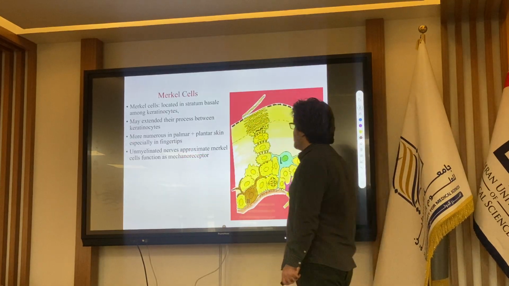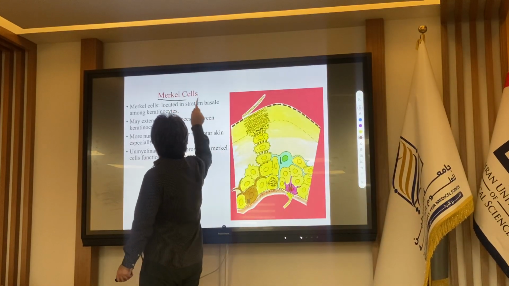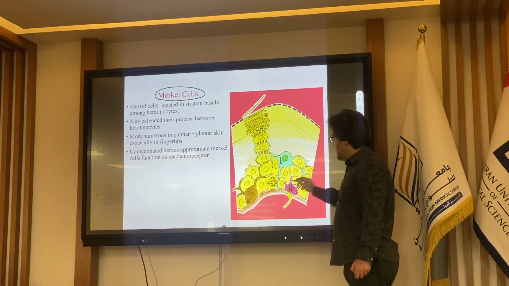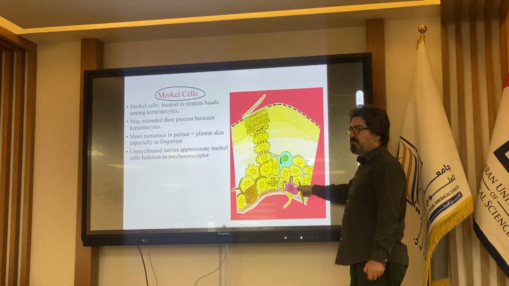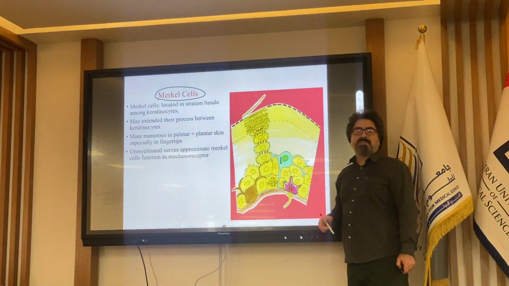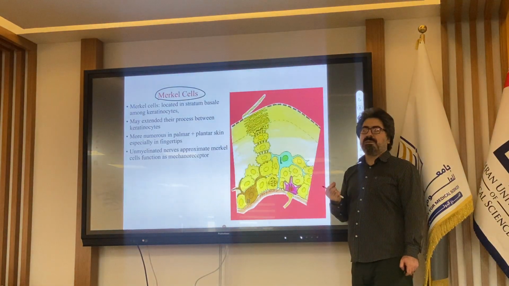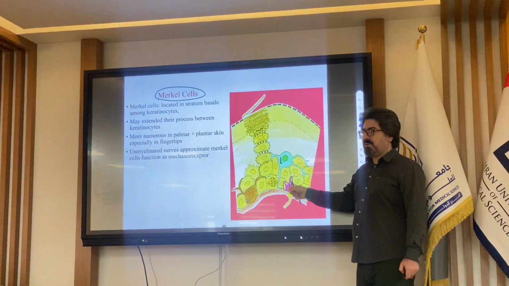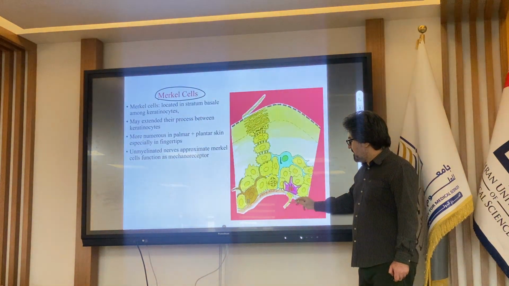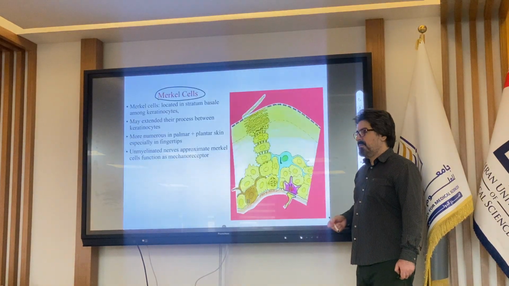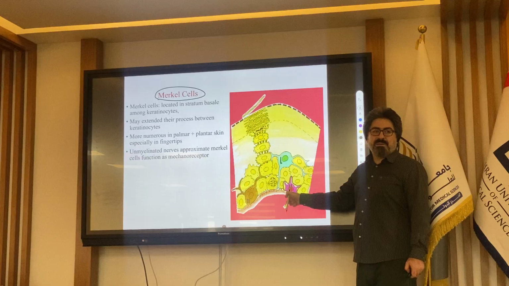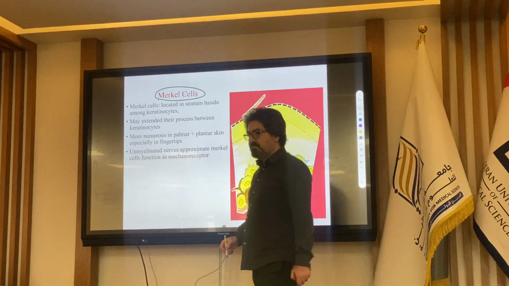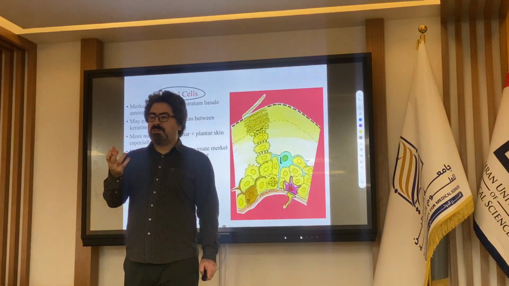And the last cell is known as the Merkel cell. As I told you, the Merkel cell is located between the keratinocytes of the first layer. What was the first layer? Basal layer. So it is located in the basal layer. And what is this structure? This is a nerve. So it contacts with nerve endings, because the function of this cell is as a mechanoreceptor for touch, for gentle touch.